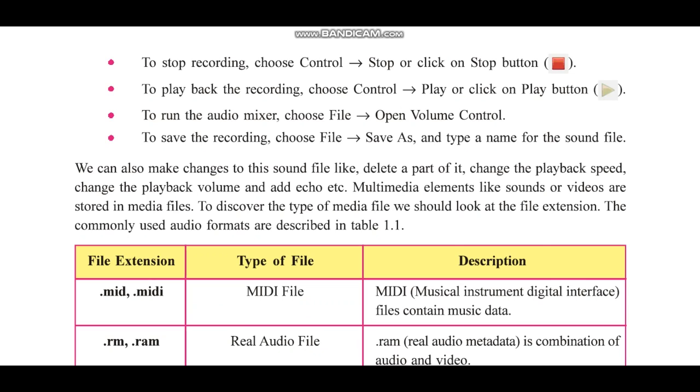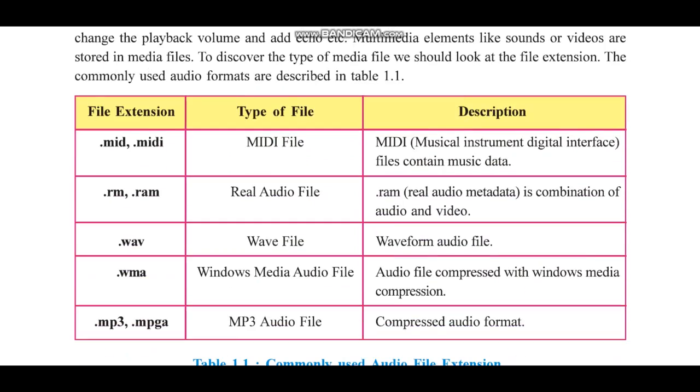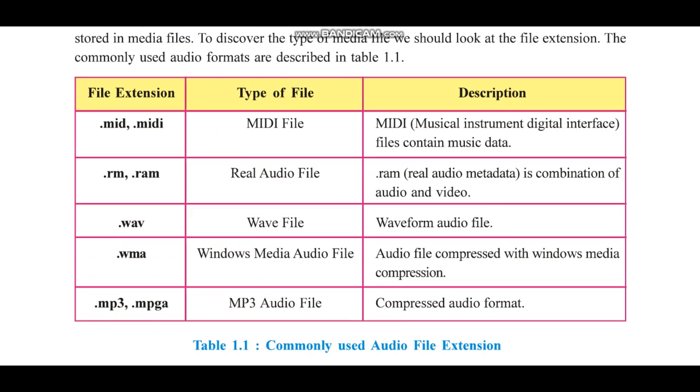To discover the types of media files, we should look at the file extensions. For media files like sound and videos, we will see some file extensions. The commonly used audio formats are described in table number 1.1. You have to refer to table number 1.1 for the extensions. Here you can see 3 columns: first is file extension, another is type of file, and last is description.